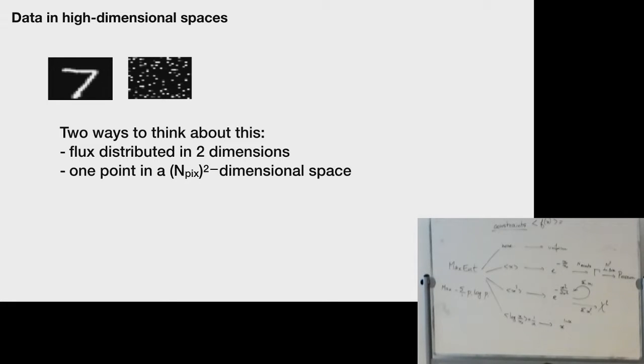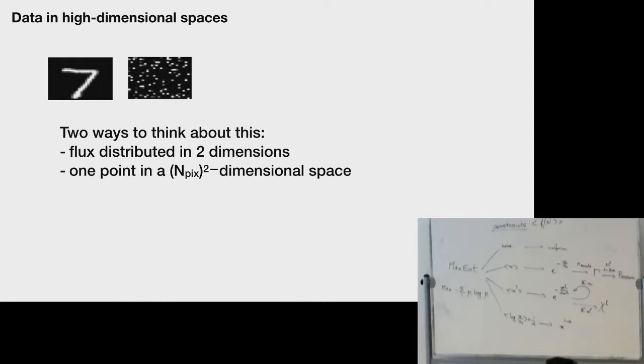Now, when you have an image, you have two ways to think about it. You can have a distribution of pixels in 2D, or a distribution of flux in 2D. Or you can think of a space: if n-pix is the number of pixels along one dimension, we have n-pix squared, and you can think of that image, or any image, to be just one single point in a space which will have n-pix squared dimensions. Okay, so I'm going to say that again. One image will correspond to one point in a space of n-pix squared dimensions.